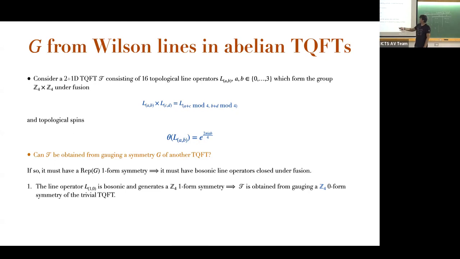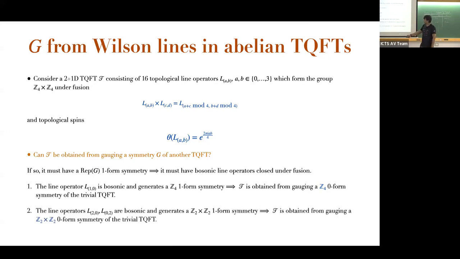And if you gauge it, you will find the trivial TQFT if you go through the procedure of gauging it, which means that this TQFT is actually a Z4 zero form Dijkgraaf-Witten theory. So this is Z4 Dijkgraaf-Witten theory written completely abstractly as a set of line operators and twists. But this choice of L10 is not unique.